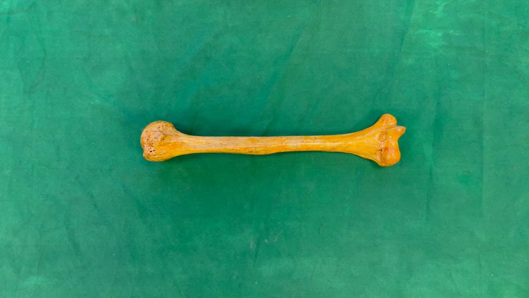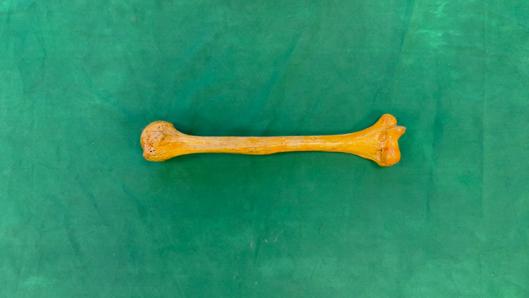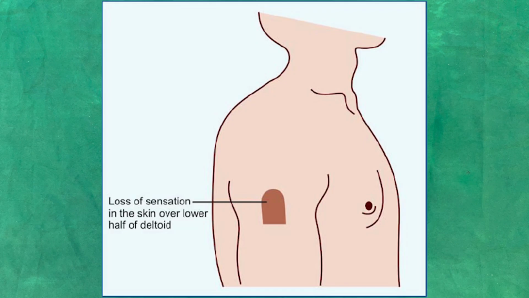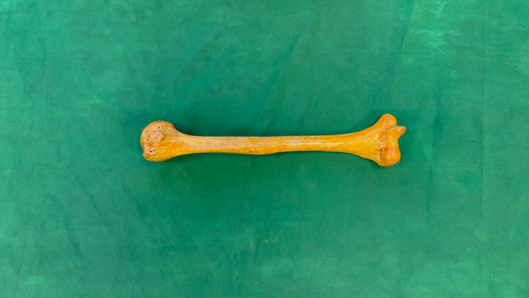Paralysis of the deltoid results in loss of the power of abduction up to 90 degrees. The nerve also innervates the skin over the lower part of the deltoid, and therefore sensation in this region may be impaired. This is known as the regimental badge sign.